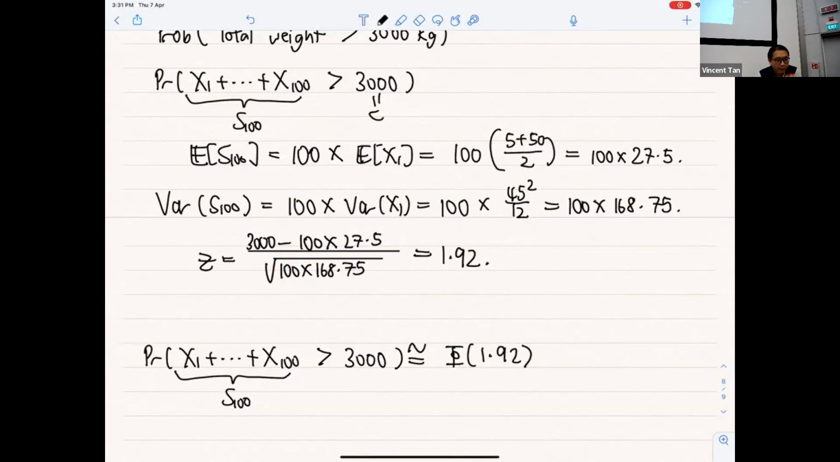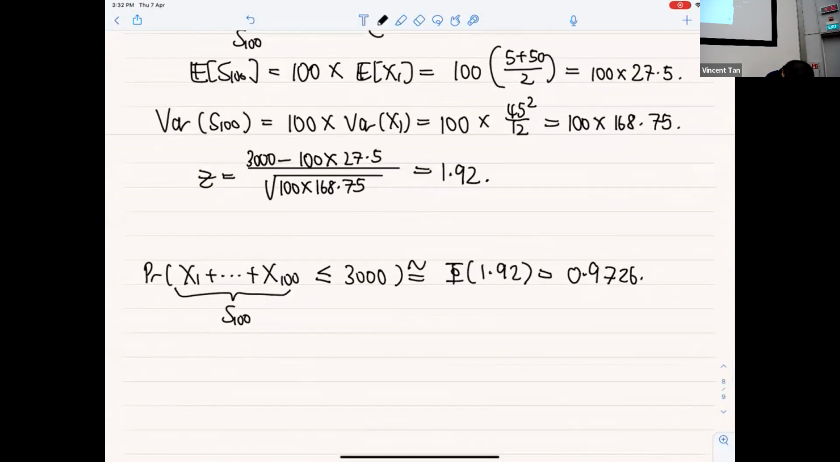Okay, not quite, because this is less than this. Then it's 1.92 because the phi here, this function here, is defined as the integral from minus infinity to z. So you need to do this one first. We are going to compute this before we compute that. Okay, but this one we can look up the table, and it's 0.9726.